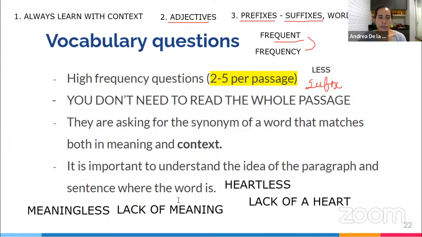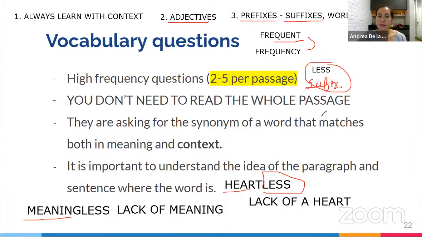Meaningless, heartless, selfless. I don't know, there are so many. So just by knowing that, and obviously knowing the roots of the word, meaning, heart, then you already know that vocabulary. This is just an example, because of course, there are more complex suffixes and more complex prefixes than less. But this is just an example of how just by learning what a suffix or a prefix means, you can expand your vocabulary.